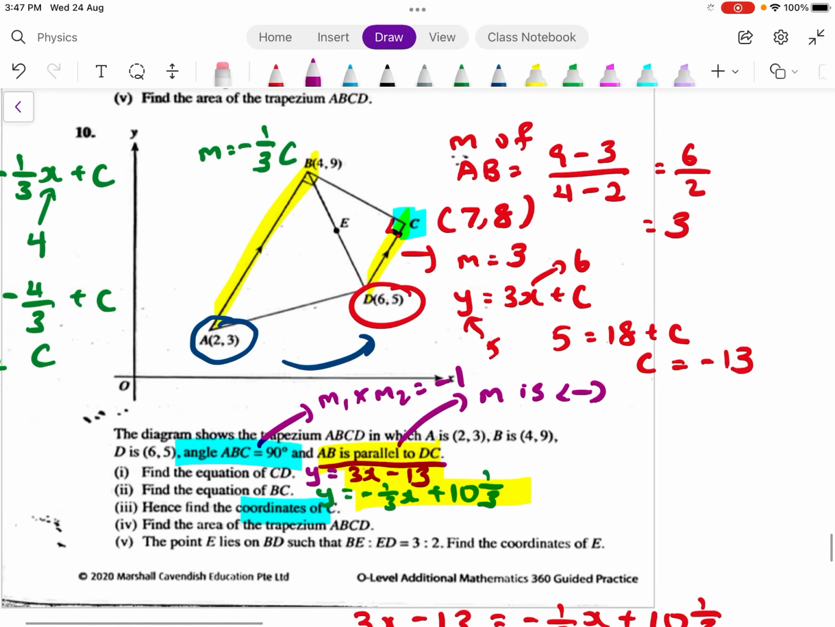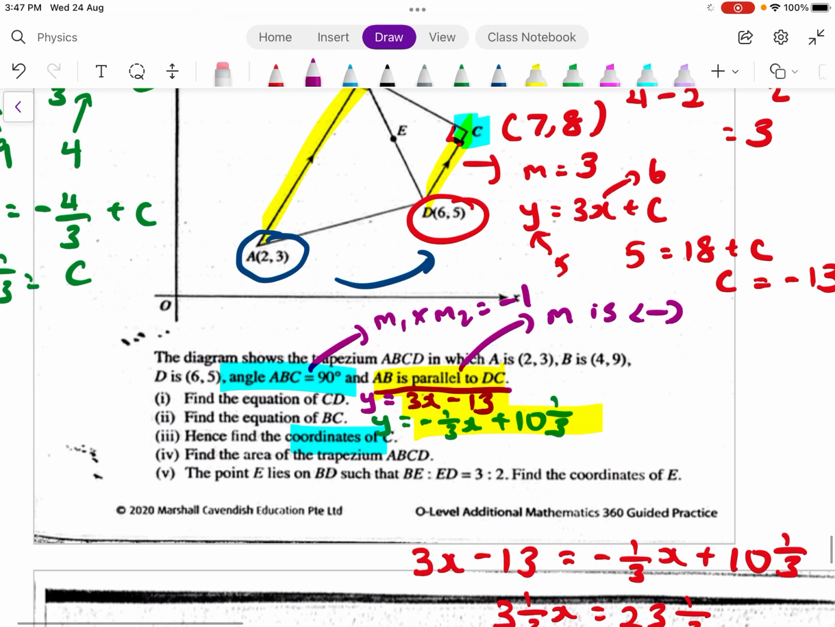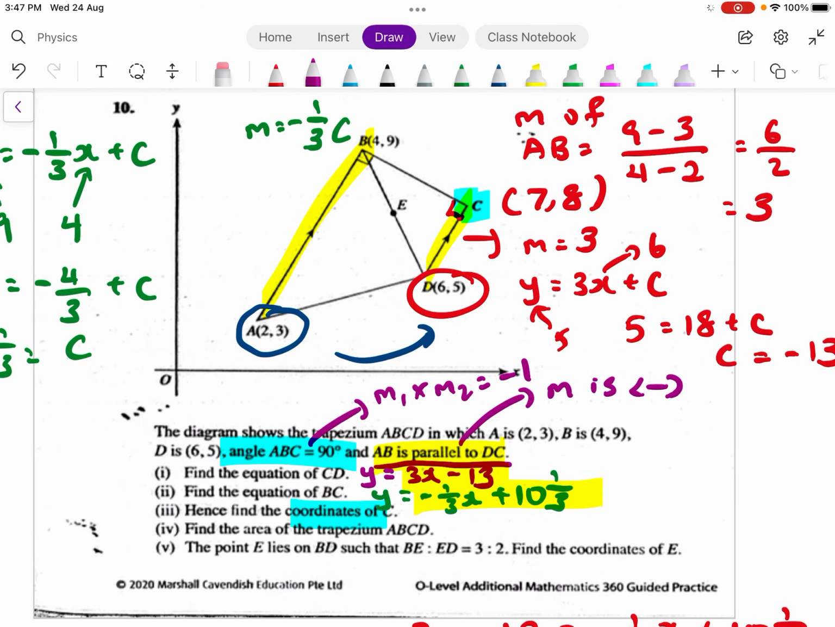Okay, now we move on to the very last part. This one is a very common question. Every time you see a ratio, they say that point E lies on BD such that BE is to ED is 3 is to 2. Find the coordinate of E. Okay, so first thing, let me just erase all this first.